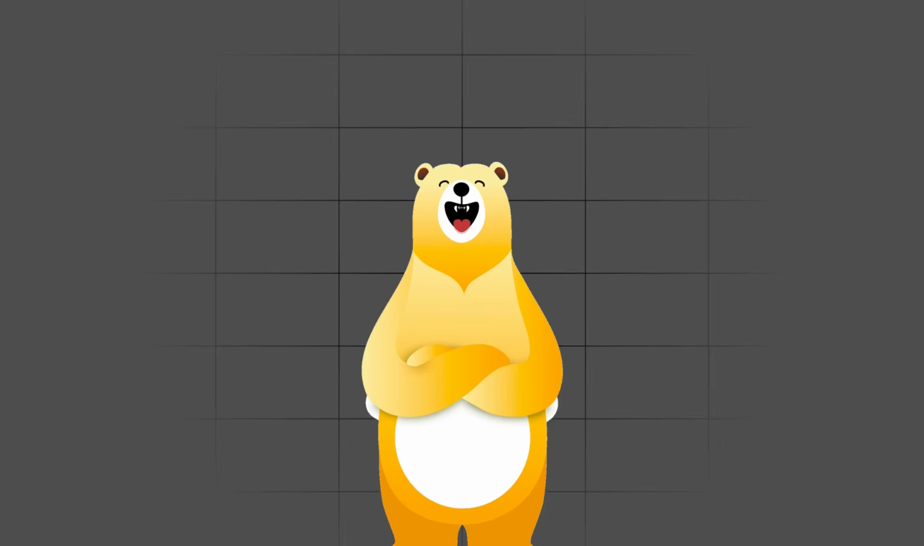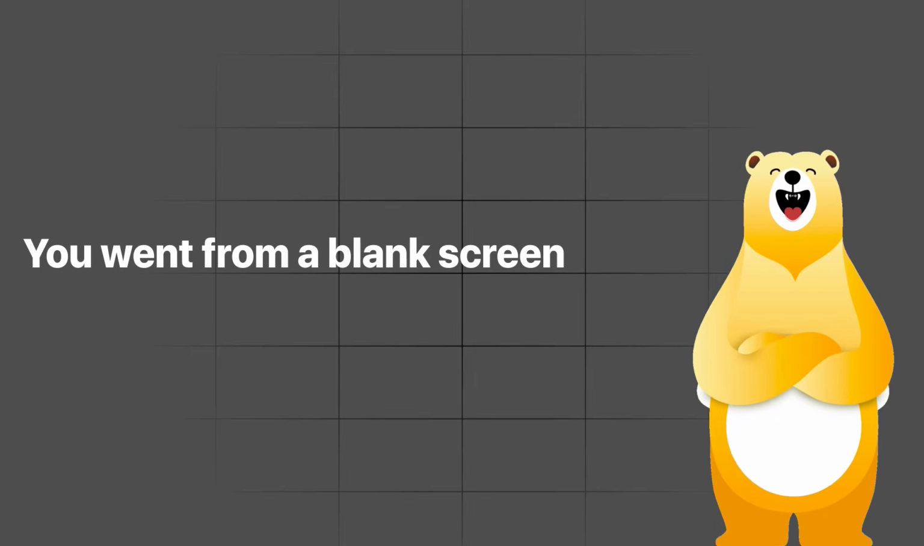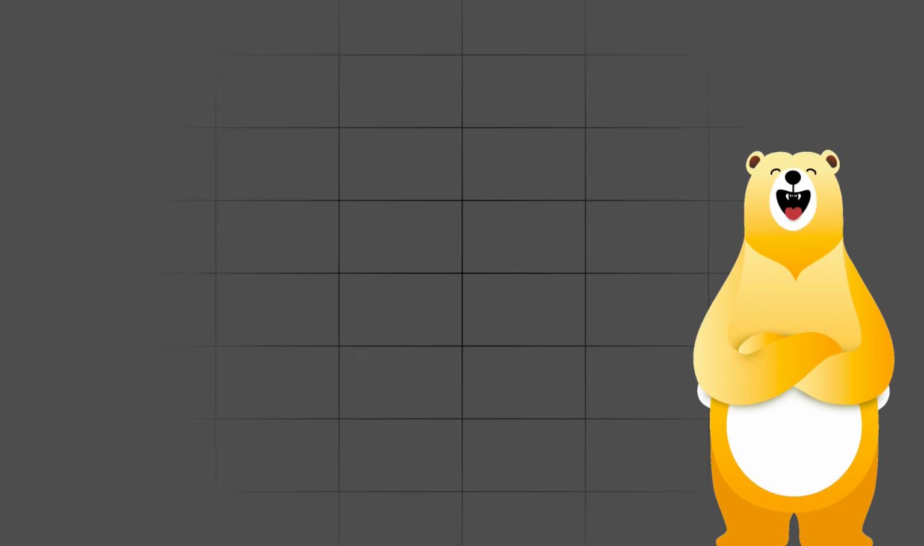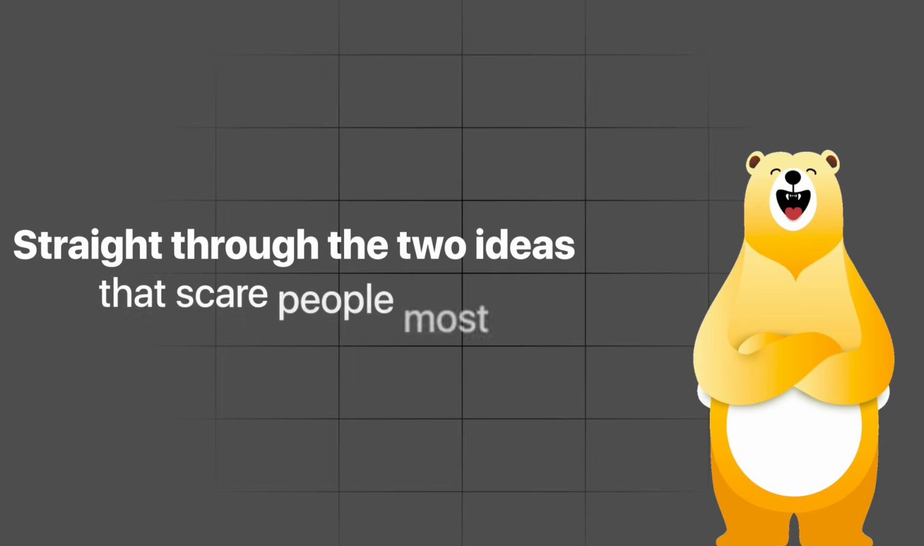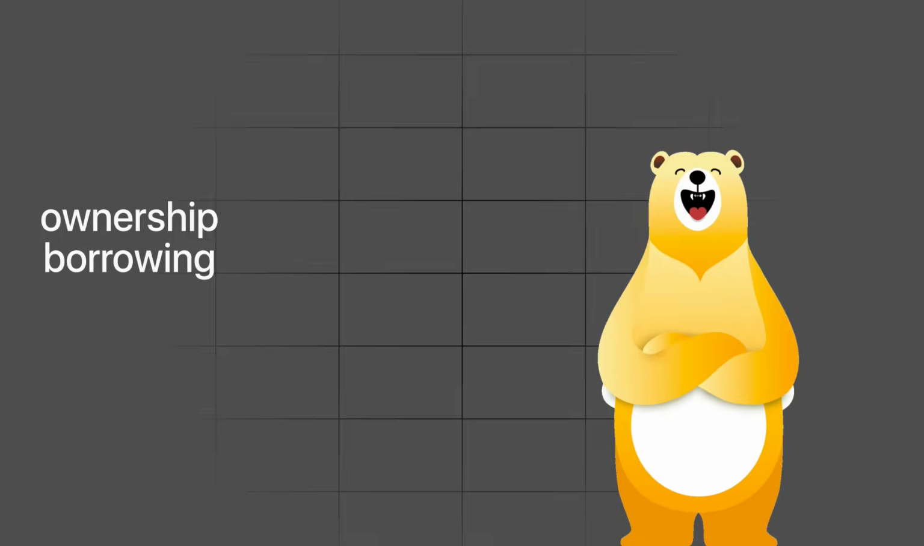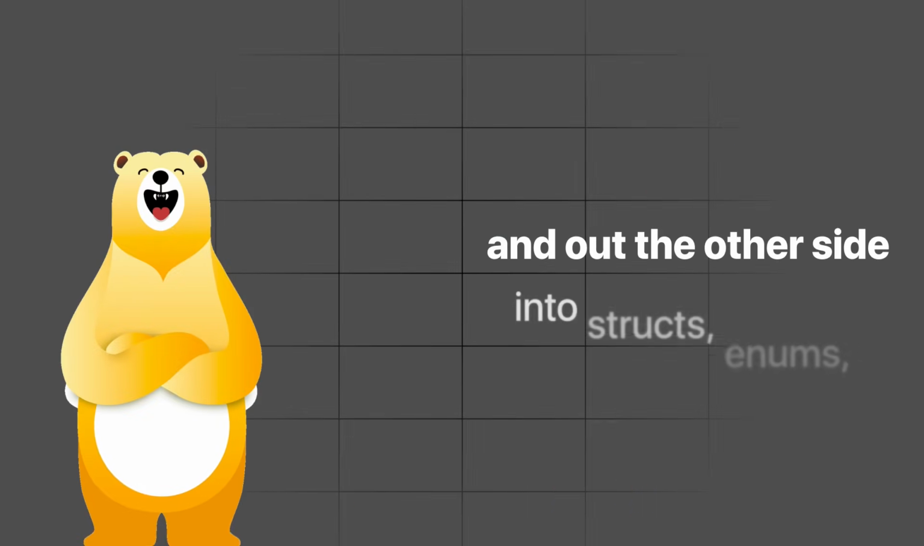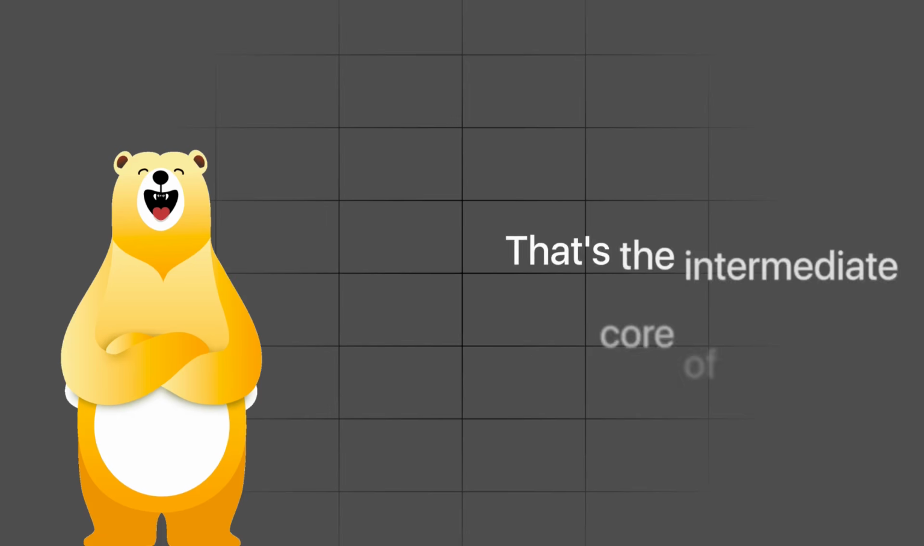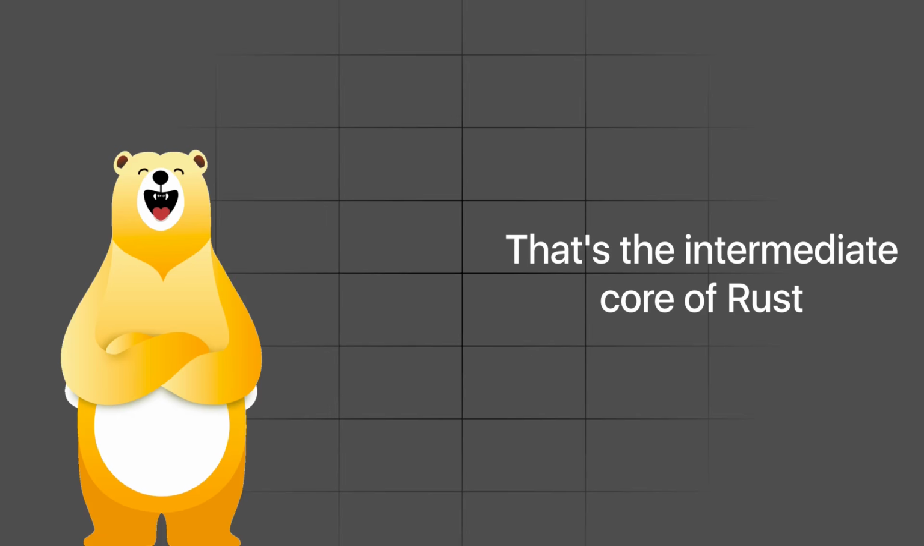Look at what you just did. You went from a blank screen to hello Rust, to variables, types, functions, and control flow, straight through the two ideas that scare people most, ownership and borrowing, and out the other side into structs, enums, Option and Result, real collections, and traits and generics. That's the intermediate core of Rust. You have it now.